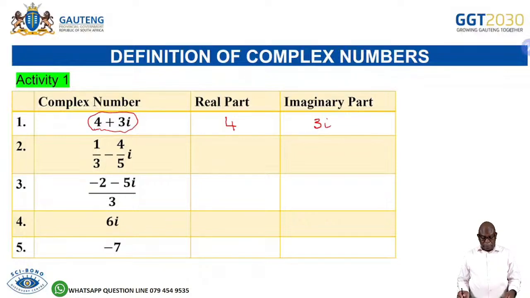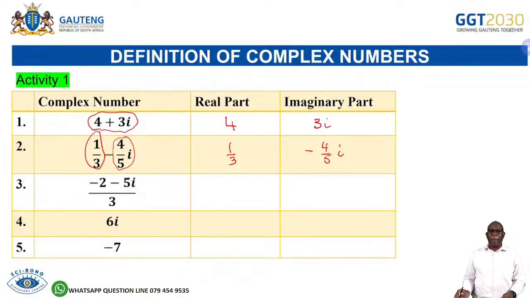In the second one, we need to check that the one that we see with an i becomes the imaginary part, but we also take its sign, so it's going to be negative 4 over 5 i as the imaginary part, and the real part will be 1 over 3. So that 1 over 3 there will be the real part, and the imaginary part will be negative 4 over 5. So we also take its sign.